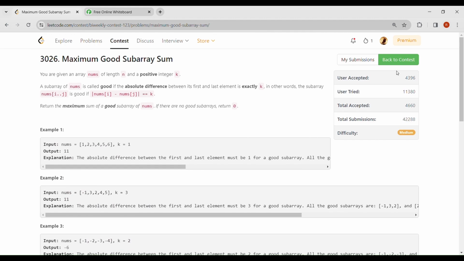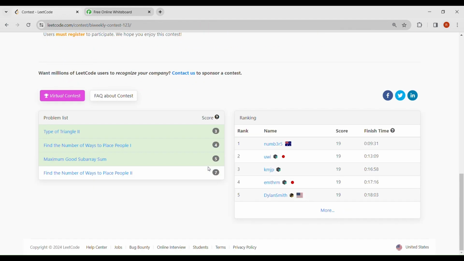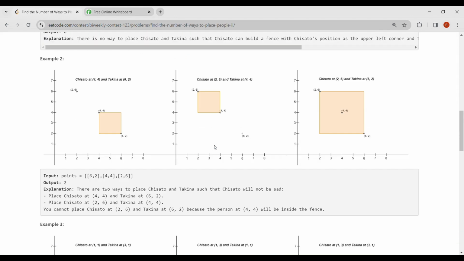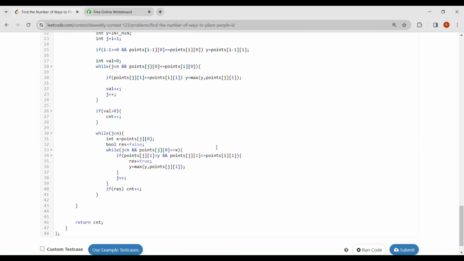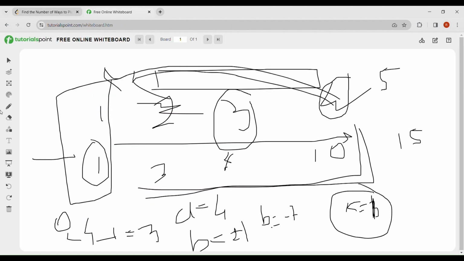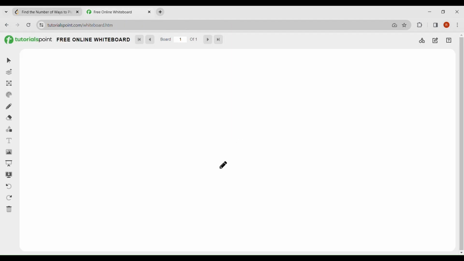So moving on to the last question. There was some mistake in my code, some minor mistake, because of that I was not able to submit during the contest, but after some time I was able to submit properly. Okay, so this is a little bit tougher version of the first one.